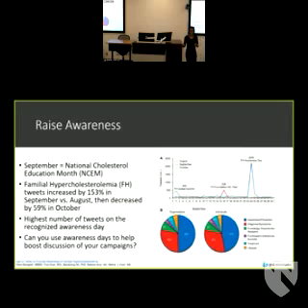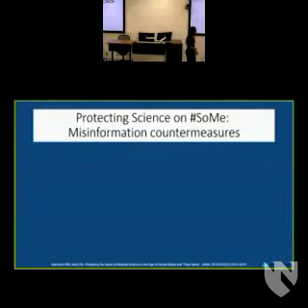So if your campaign is about breast cancer, then Breast Cancer Awareness Month is a great time to talk about this, but it's not just the month itself, but the times leading up to it and the times after that you can have these conversations.